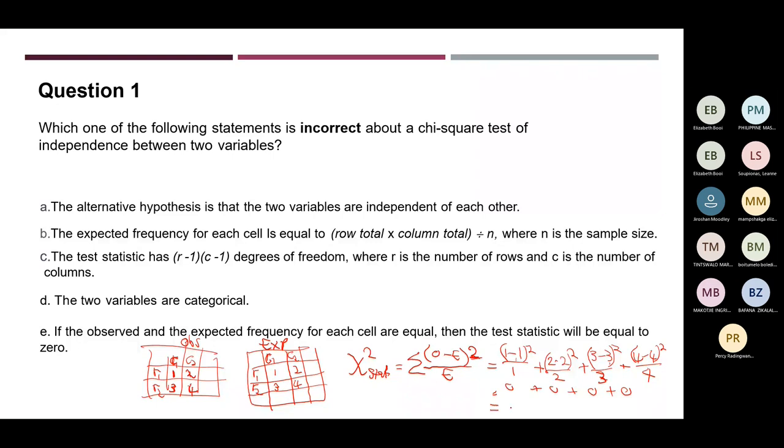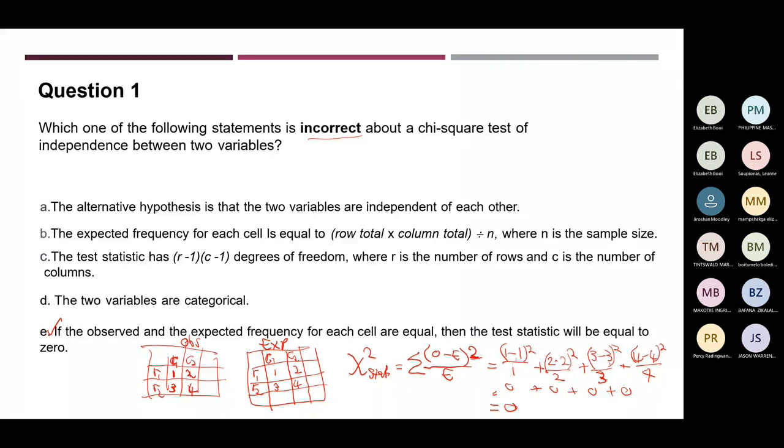So we're looking for the incorrect one. The first one says if the observed and the expected frequency for each cell are equal, then the test statistic will be equal to zero. You can see that is correct, because we made an example with dummy data, tested it, and found that it equals zero. You can even use other values like 20 and 20, 30 and 30, 40 and 40, and you will still get the same result.